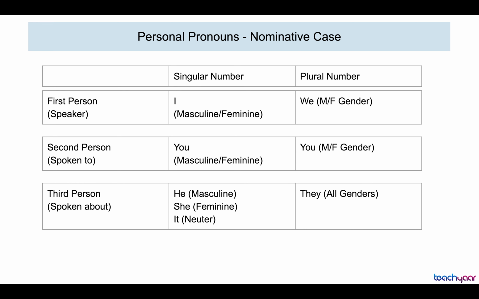Third person is what? The people or the person you are talking about. So if it is singular and if it is masculine, we have he. If it is feminine, singular, we have she. And if it is a thing which is neuter gender, then we have it. And when it comes to plural, you use just one pronoun, which is they. So what we discussed earlier through sentences, we have just put in a tabular form for you to understand.